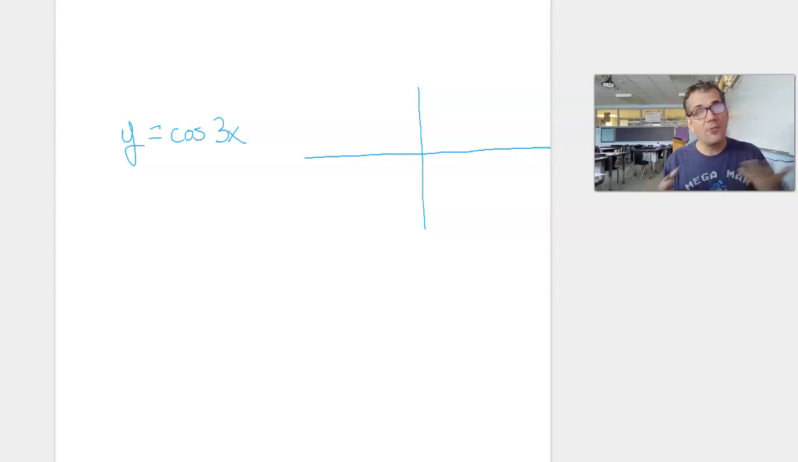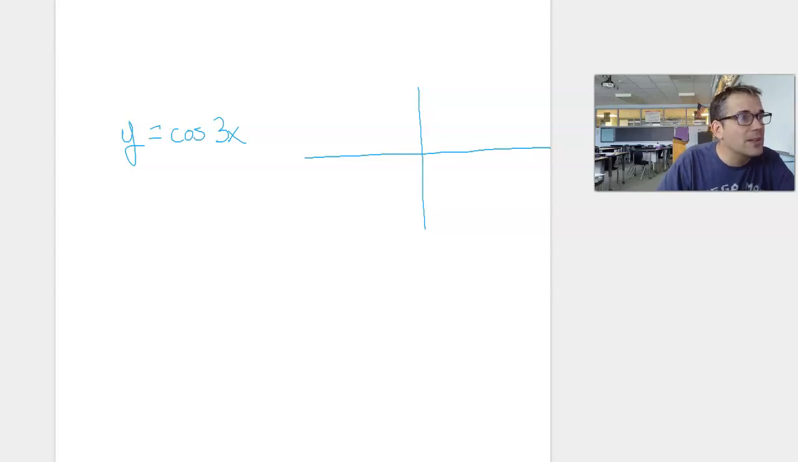When there's a multiplier directly in front of the x, we saw in class, or maybe we talked about how that does a horizontal stretch or shrink. It changes the period of the graph. It changes when the graph starts to repeat itself. And so to figure out what that new period is going to be, here's what we get to do.